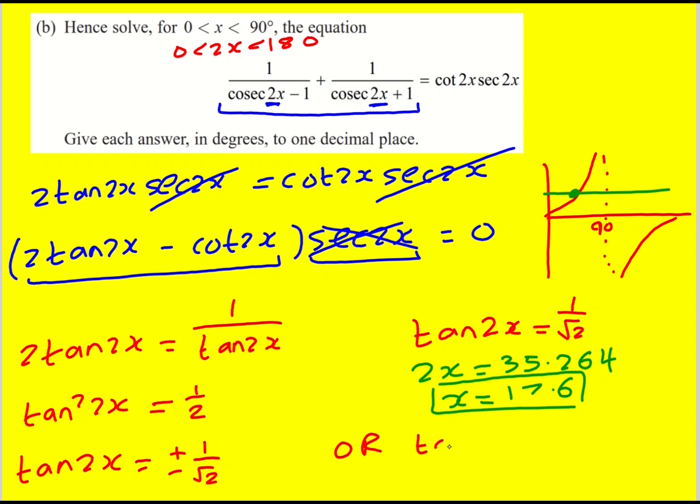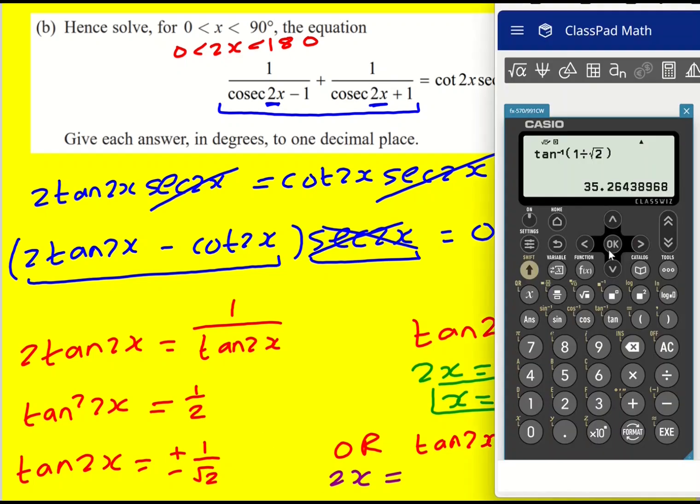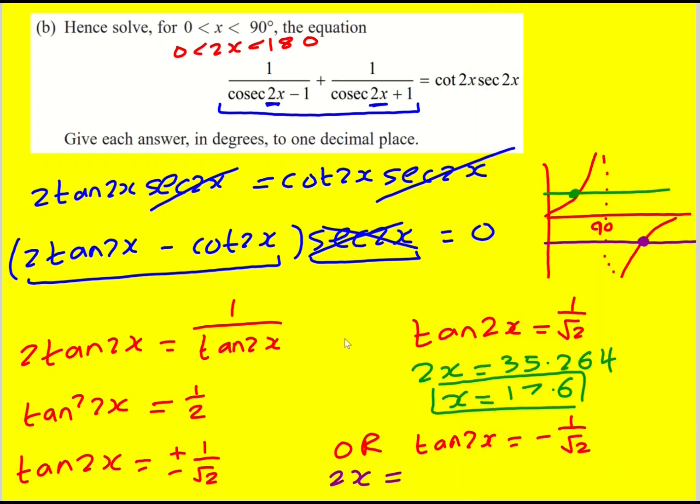Or I'm going to get tan 2x equal to minus 1 over root 2. And now I'm looking along here. So then just do the same thing, but with the minus there. This gives minus 35.264. That's outside the range. I'm not even going to write it down, but my next solution is going to come from adding 180. That's the periodicity of tan. So we're going to get 144.73.